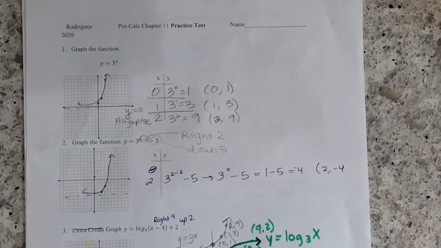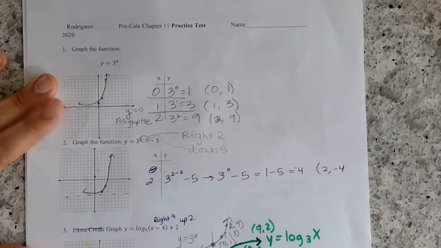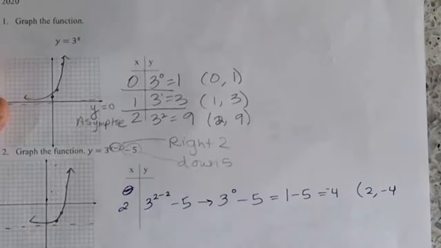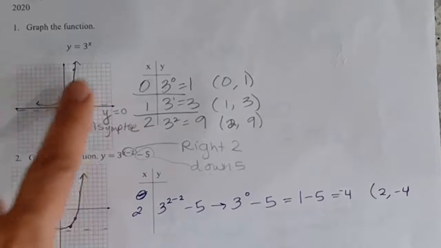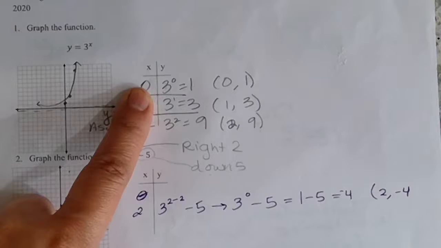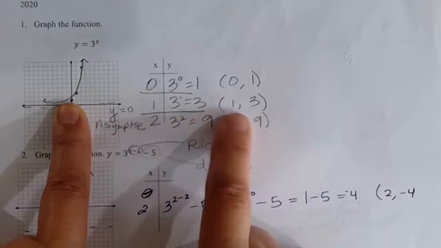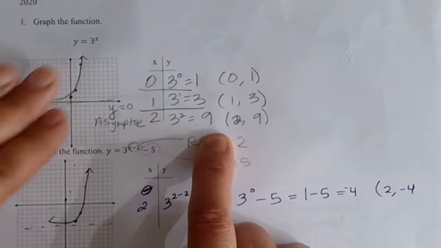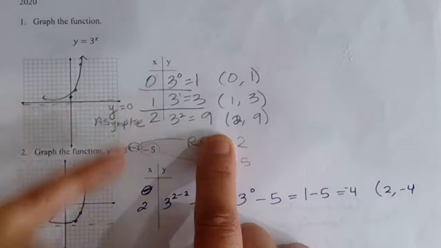Okay, so here we have the practice test, which means that you have a test next class. The first part is graphing. Now, graphing, this is an exponential function. You can know what the graph looks like or just make a table of values. So, real quick, 3 to the 0 power is 1. 3 to the first power is 3, and 3 squared is 9. Go ahead and plot those. And you already know that it's exponential growth, and your asymptote is at y equals 0.